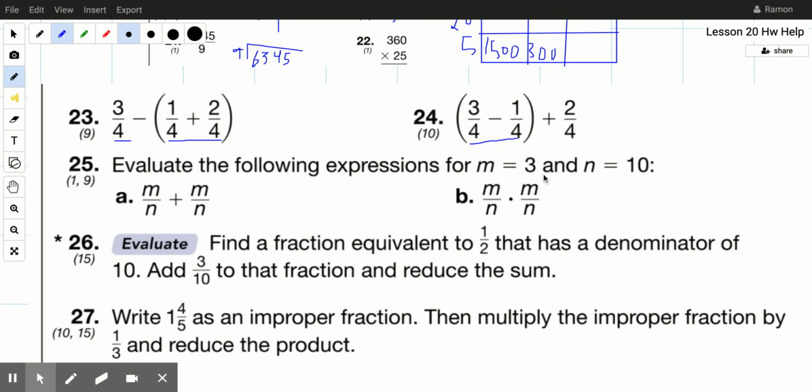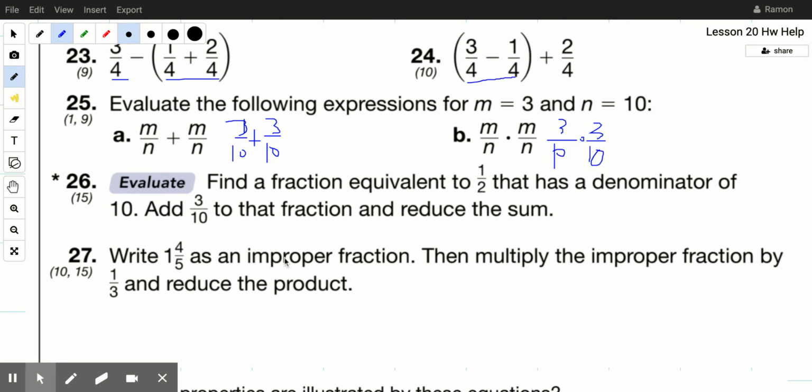Evaluate the following expressions for m equals 3 and n equals 10. So m over n, which is 3 tenths plus 3 tenths. Make sure you simplify if you can. However, with m times n, it's going to be 3/10 times 3/10. So it's going to be a little bit different in terms of how you compute. Remember that for A, you're not going to operate on the denominators, but for B, you will operate on the denominators.